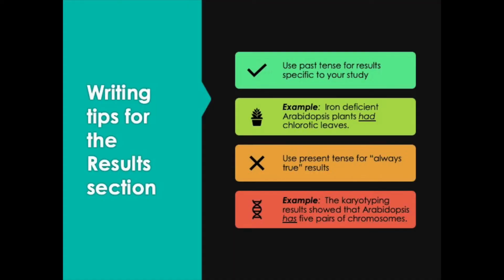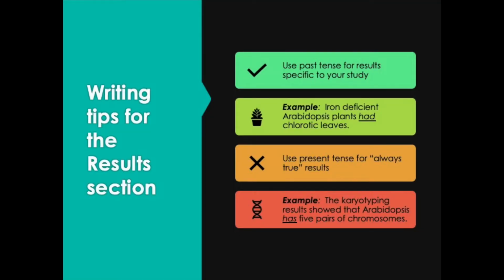Next, I would like to give you some tips for writing the results section. You want to use past tense for your results that are specific to your study. There may be times when you're setting the context that you refer to results of another study to explain why you did a certain thing that gave you this result, in which case you might use a different tense. However, when you're referring to your own results, these are things that were done in the past. And so you want to refer to them in the past tense.